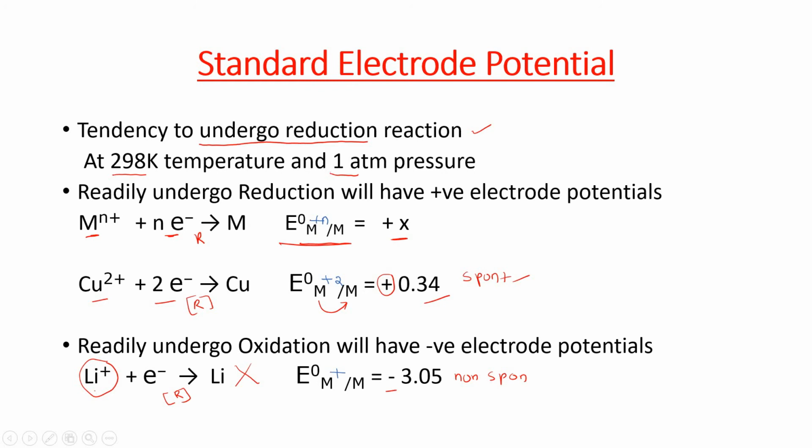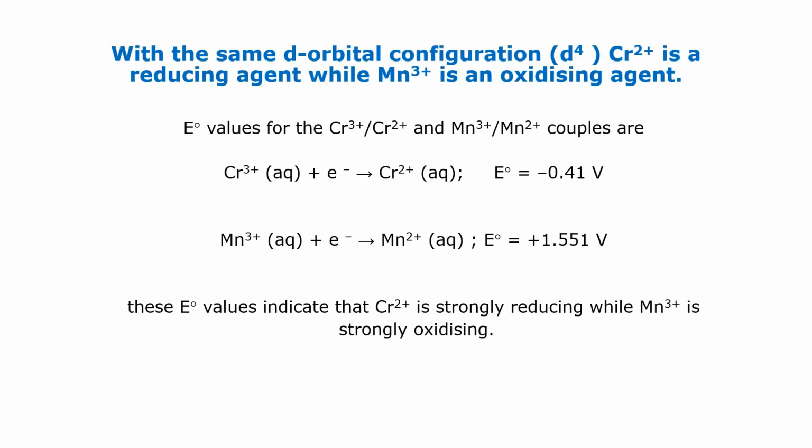Right. We'll take a question here to explain these potentials. Now the question is very simple. Cr^3+ and Mn^3+. Both are having which configuration? d4 configuration. The configuration is the same for both of these two.